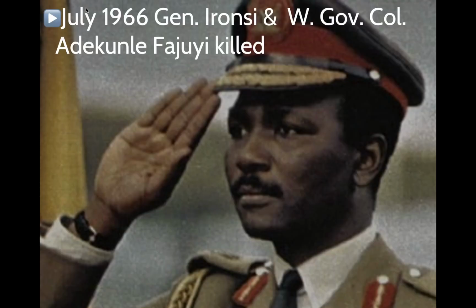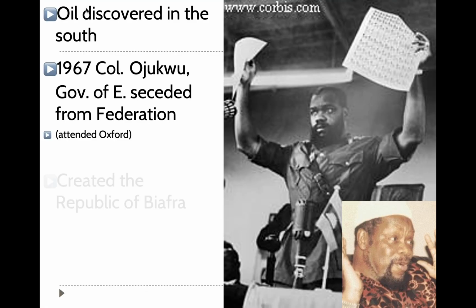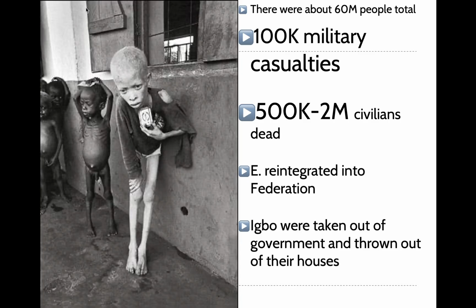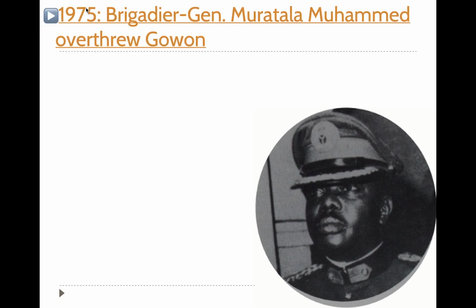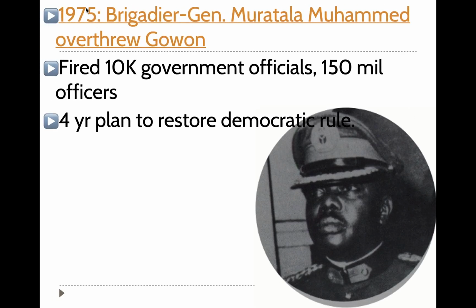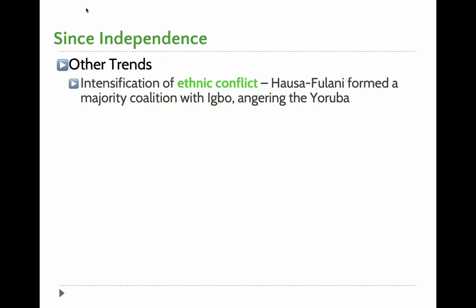And it's a unitary system. Those are the big things. They have a bicameral legislature. They have a president. And military coups are the biggest threat.